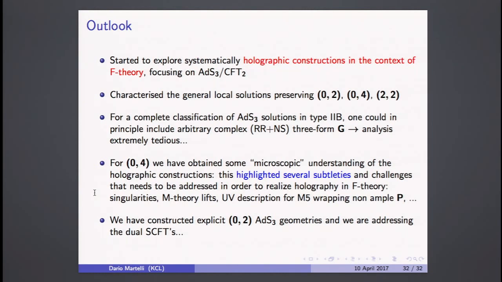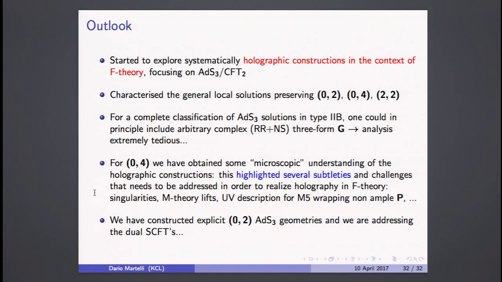In the case of (0,4), which we have focused on and which I talked about a bit today, we have some microscopic understanding of the holographic construction, basically in terms of anomaly inflow, either from the D3 brane point of view, which I discussed briefly, and also from the M5 point of view, which I have not discussed, unfortunately, and that also had various subtleties. So I'd be happy to talk about that privately if anyone is interested.